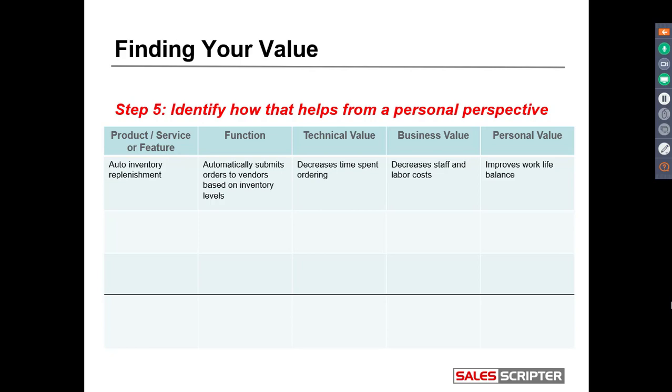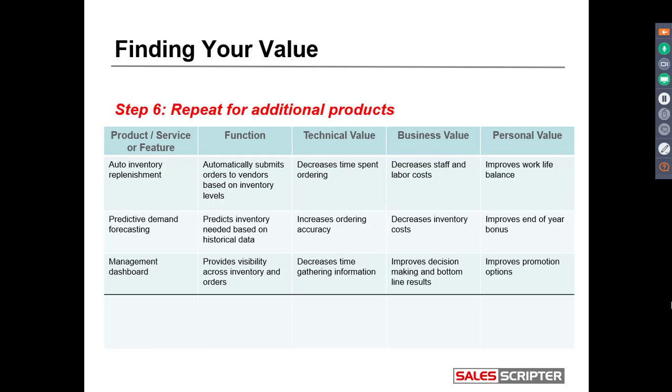So that's a step-by-step process that we started with the product, and we ended up with 3 value points, okay? And so then from there we can continue for additional products or services or features that we have. And so I've done the same thing. I won't go through each of these, but we have predictive demand forecasting, we have a management dashboard, and each of those features has different yet similar benefits. So we have a bunch of value there, right?